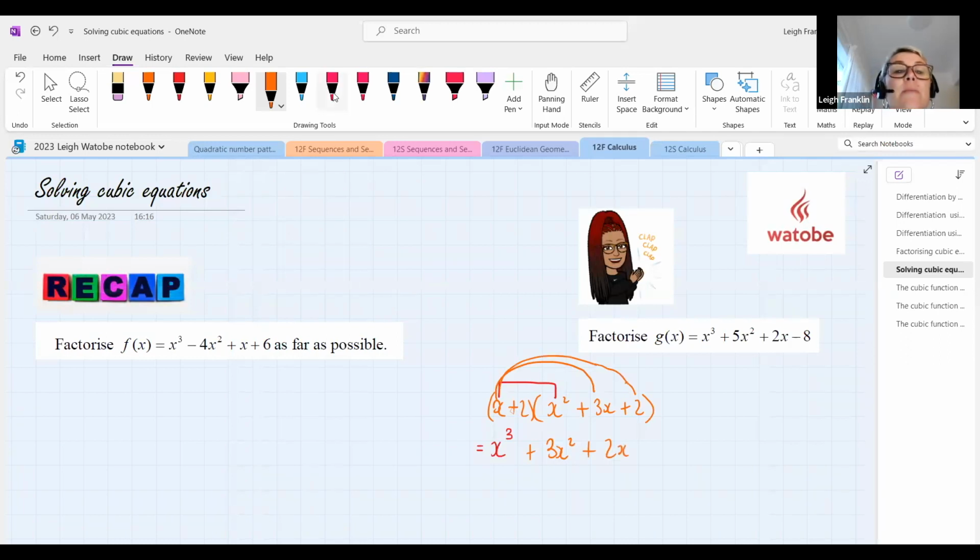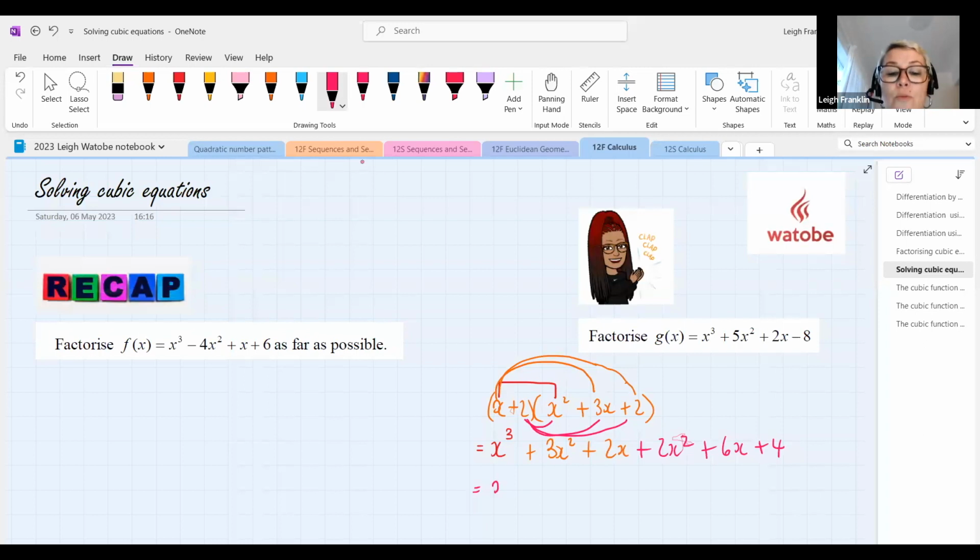Now we're going to do the same thing. We're just going to multiply 2 with x squared, so that's going to give us 2x squared. And then we're going to multiply 2 with 3x, and that's going to give us 6x. And then we're going to multiply 2 with 2, and that's going to leave us with 4. Right. So if we have a look here, we can see that there's no other x cubed term and there's no other number term. All right. But there are two x squared terms and there are two x terms.